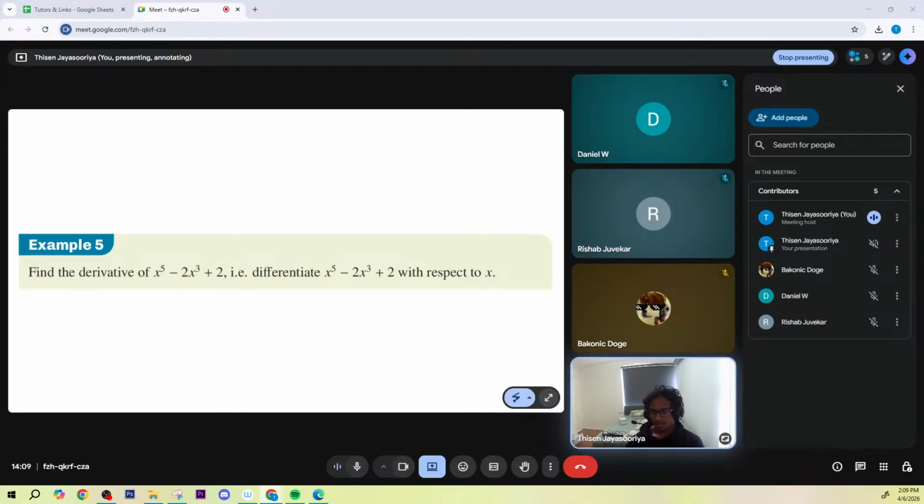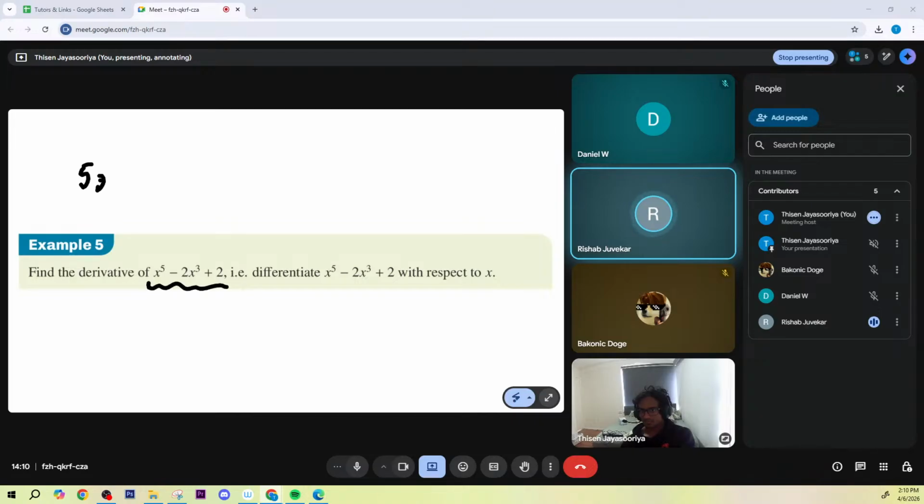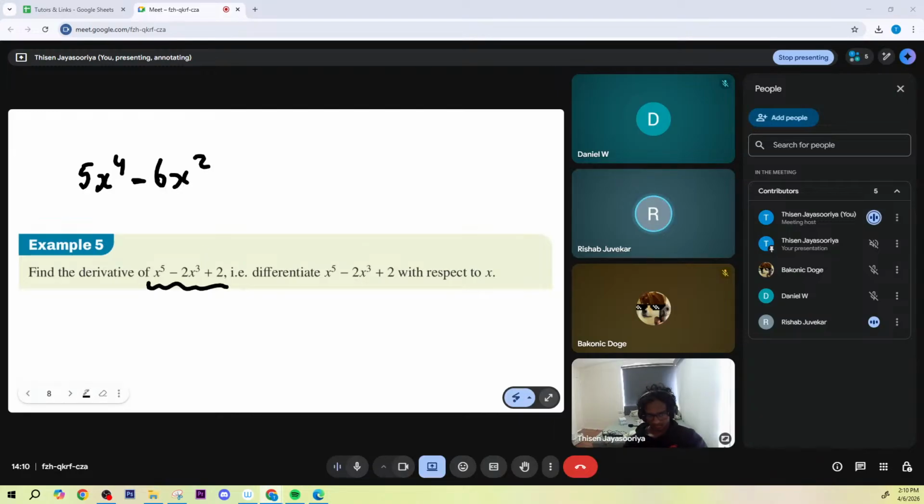So here, I'll ask Sharp, what is the derivative of this function? 5x to the power of 4 minus 6x squared. Yeah, that's it. Does anyone not understand that? I know I'm going through this stuff very, very quickly. It's because this stuff is very basic. There's nothing too crazy about it, because this is all year 11 stuff.